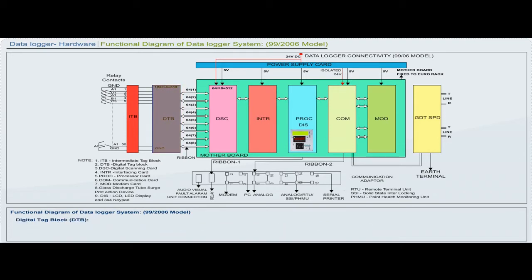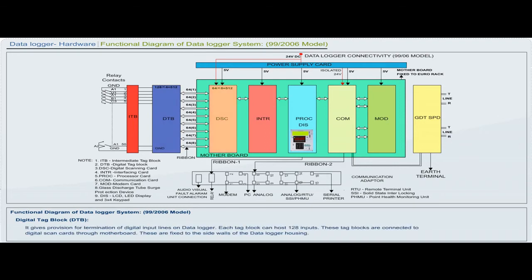Digital tag block, DTB. It gives provision for termination of digital input lines on data logger. Each tag block can host 128 inputs. These tag blocks are connected to digital scan cards through motherboard. These are fixed to the side walls of the data logger housing.